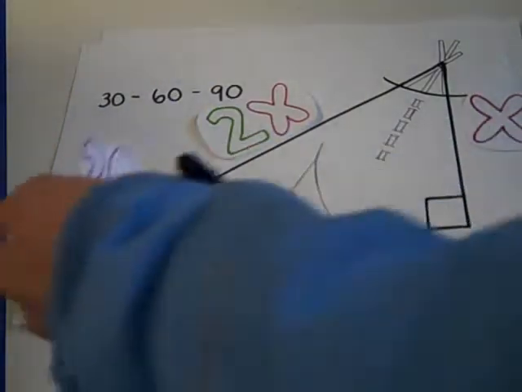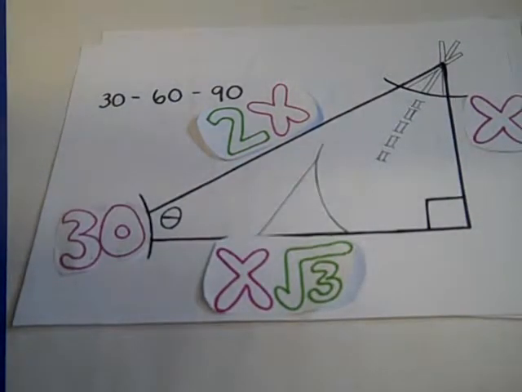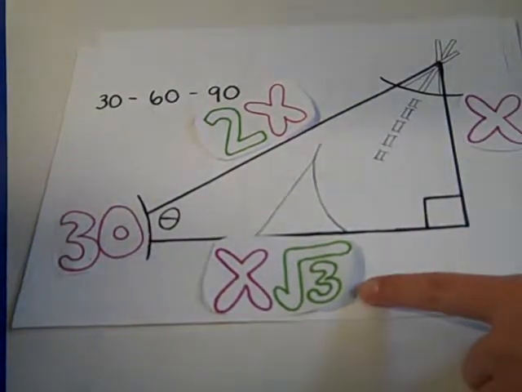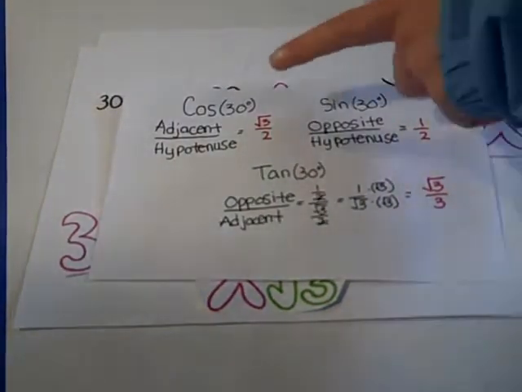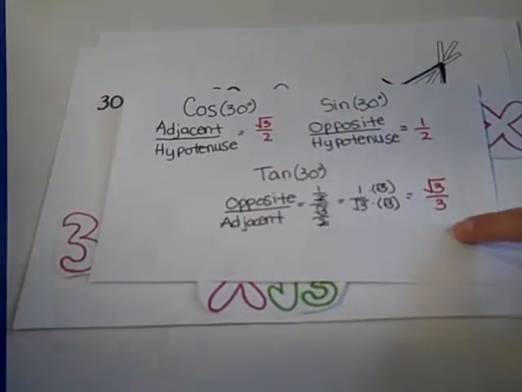Let's start with 30 degrees. Since side length 1 is opposite from the angle, then square root 3 would be adjacent, leaving the hypotenuse to be 2. With these side lengths, we can figure out that warrior sine is 1/2, warrior cosine is square root 3 over 2, and warrior tangent is square root 3 over 3.